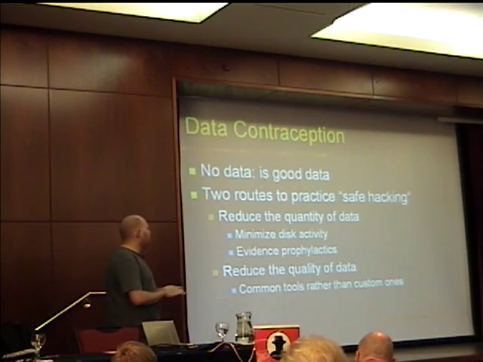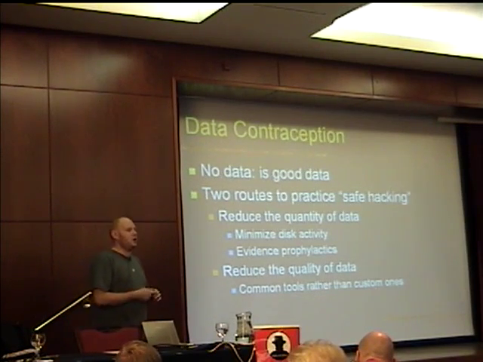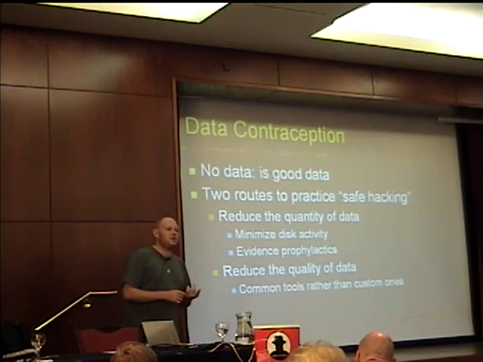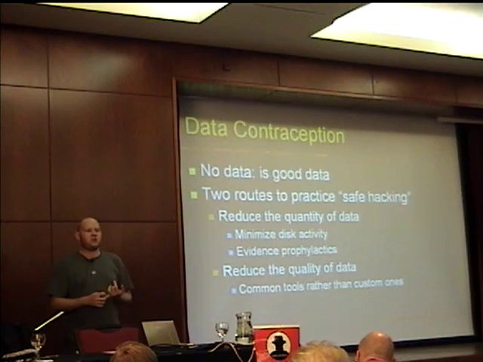Okay? So there's two primary routes we want to use. One is we want to reduce the quantity, and the other is we want to reduce the quality of evidence. So to reduce the quantity, we just minimize disk activity. We minimize everything that leaves evidence behind. So we reduce the number of times that we interact with the file system in every way possible.